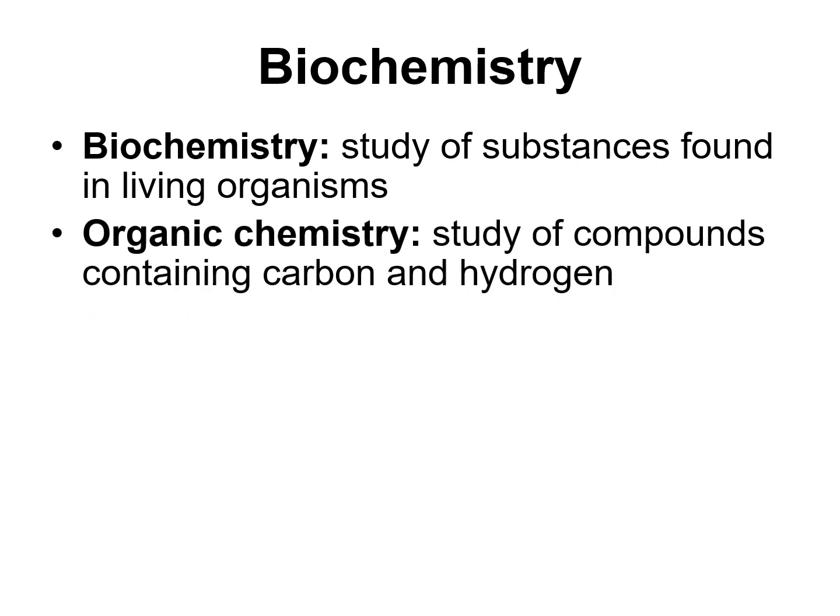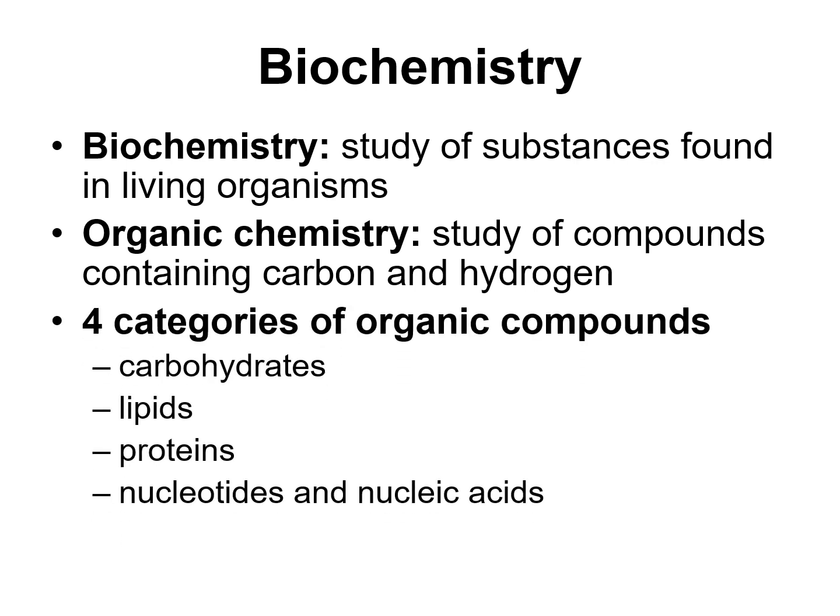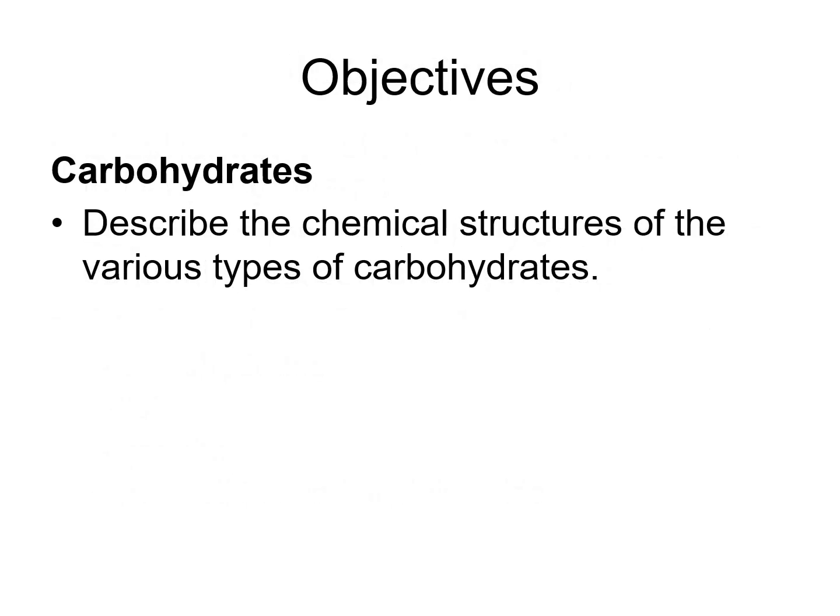Organic chemistry is the study of compounds containing carbon and hydrogen. There are 4 categories of organic compounds that we will be focusing on. They include the carbohydrates, lipids, proteins, and nucleotides and nucleic acids. The first organic compounds we will discuss are the carbohydrates.